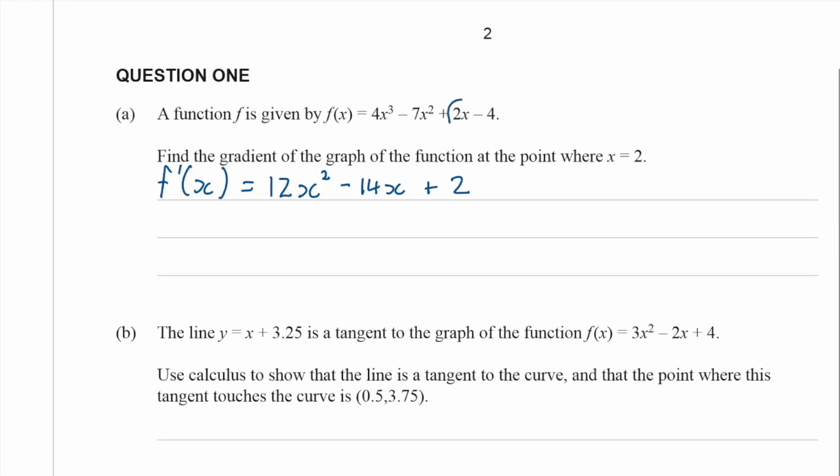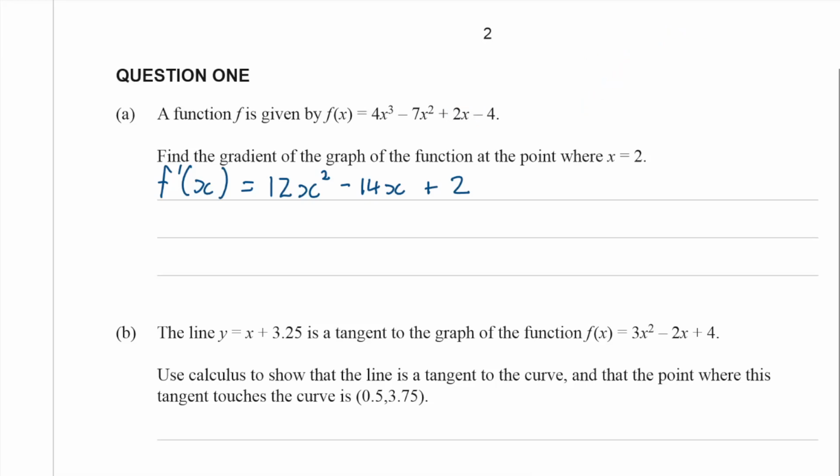Or in other words, if we had a graph with the line y equals 2x, the gradient of that is 2, which we know from last year in maths. But it works with the rule as well.